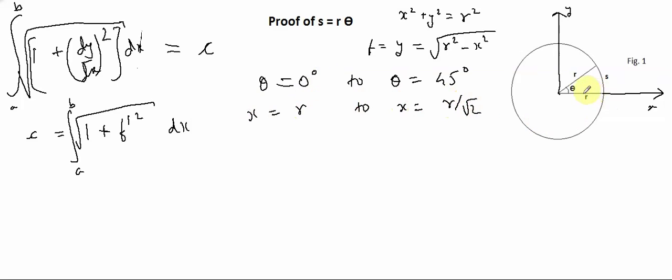You can work this out. If you rotate this by 45 degrees, then this length will be r by root 2. So we have to integrate our formula from r to r by root 2. Our integral will be something like this, from r to r by root 2.